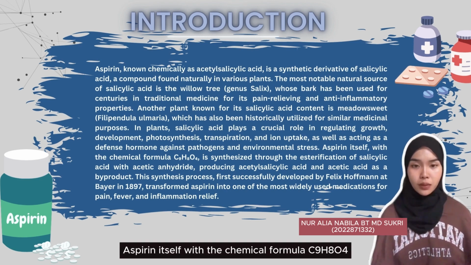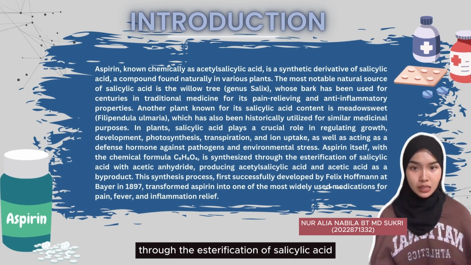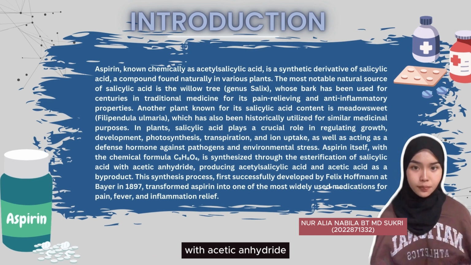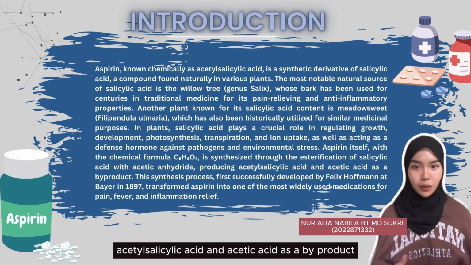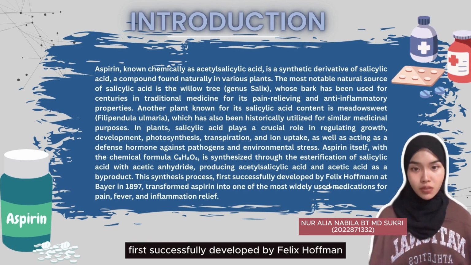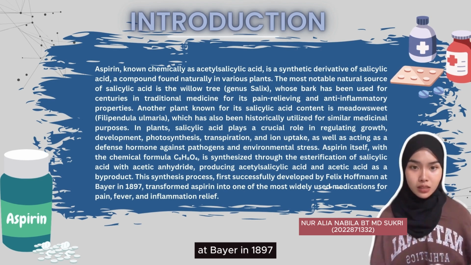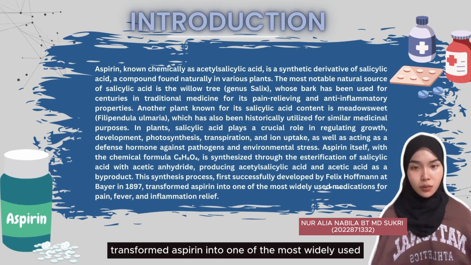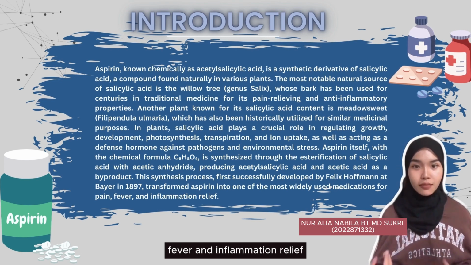Aspirin itself, with the chemical formula C9H8O4, is synthesized through the esterification of salicylic acid with acetic anhydride, producing acetylsalicylic acid and acetic acid as a byproduct. This synthesis process, first successfully developed by Felix Hoffmann at Bayer in 1897, transformed aspirin into one of the most widely used medications for pain, fever, and inflammation relief.